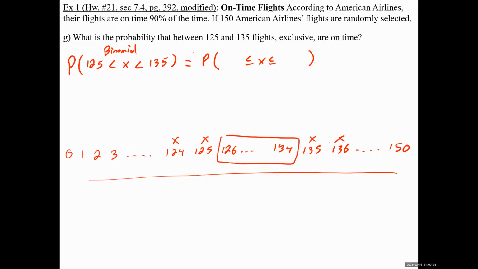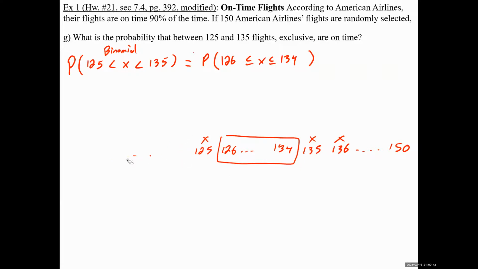So saying that you have between 125 and 135 flights on time exclusive is the same thing as saying you have between 126 and 134 flights inclusive being on time. Okay, so those are the same thing. That's the first adjustment you make.